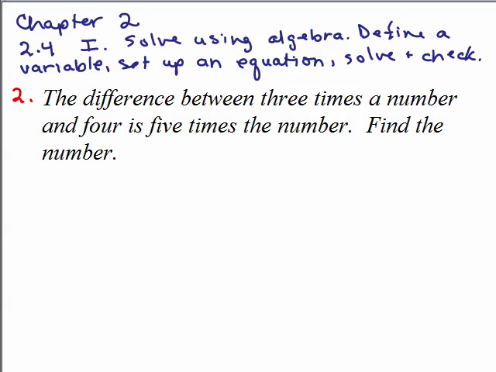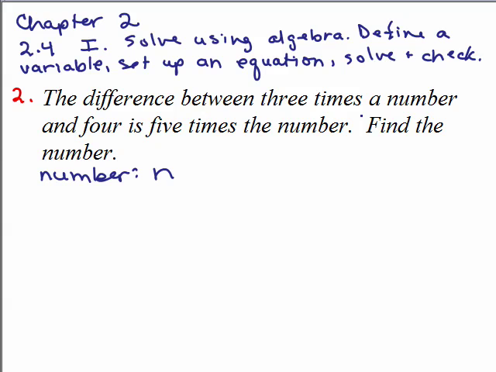So let's look at number 2. The difference between 3 times a number and 4 is 5 times the number. Find the number. So the first clue is that we are looking for a number. So to define our variable, we need to define what we're going to call the number. So let's say let the number be, how about n? N for number.